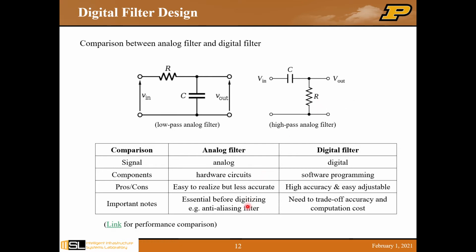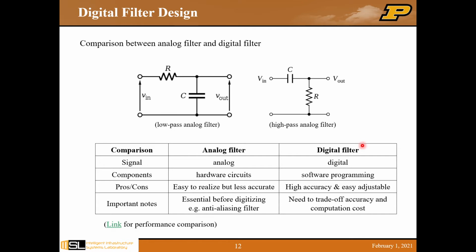And they have different pros and cons. An analog filter is easy to assemble. You just put different circuits together, but it's less accurate. You cannot easily control its behavior as the user expects. And a digital filter is easily adjustable. You can just change some parameters, and it is usually accurate enough to achieve the performance that the user expects.